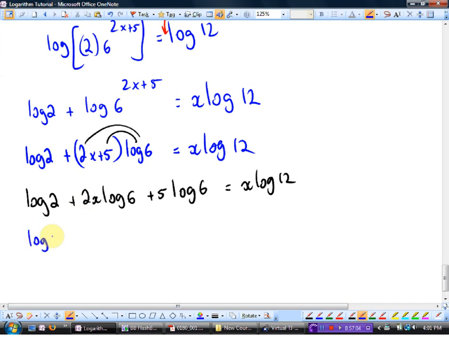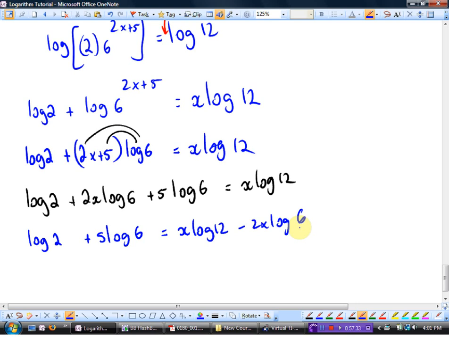Trust me, it helps my rhythm. I'm not joking. So I'll have still a plus 5 log 6, but I'm going to have an x log 12, and I guess I'll minus 2x log 6. You okay with how I got there? And we come to the single key step. You're two lines from being done.